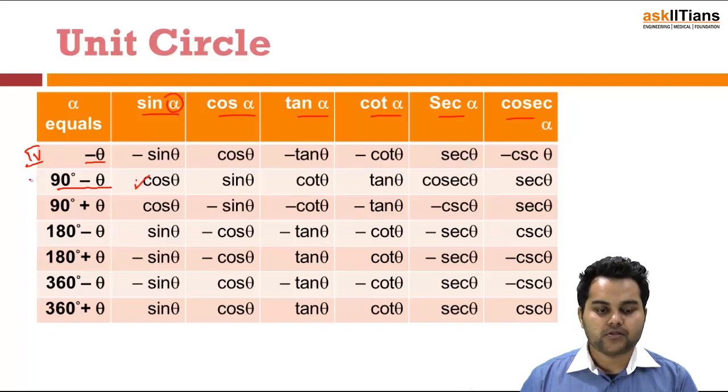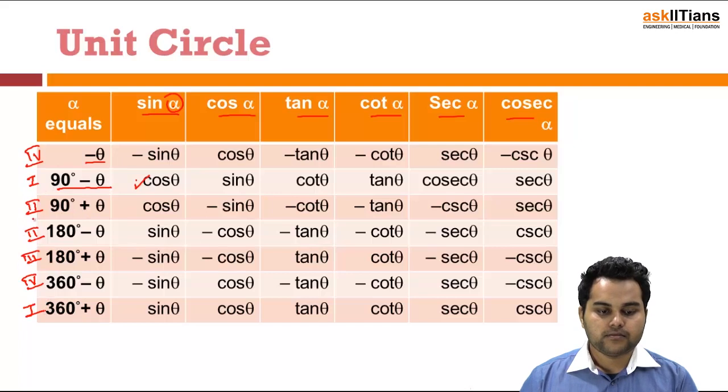90 minus theta is the first quadrant, 90 plus theta is the second quadrant, 180 minus theta is again the second quadrant, 180 plus theta is the third quadrant, 360 minus theta is the fourth quadrant again, and 360 plus theta is the first quadrant.